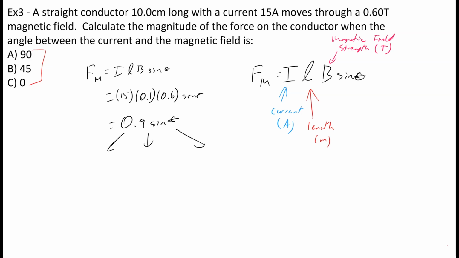And this is where we can see how this can make a difference. So if I plug into here 0.9 times sine of the 90, well, that's just going to be equal to 1, which means my answer is 0.9 newtons. Here, if I've got 0.9 times sine 0, well, sine 0 is 0, which makes this 0 newtons. Here, I've got 0.9 times sine 45, and we're going to get a number between 0 and 0.9. And when we plug it into the calculator, we end up with an answer of 0.64 newtons.